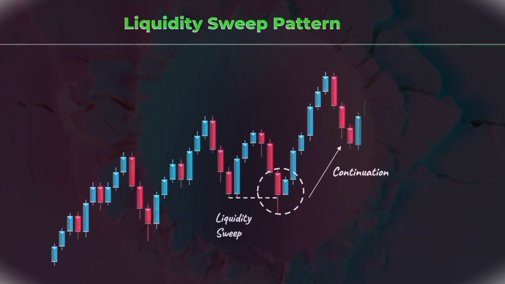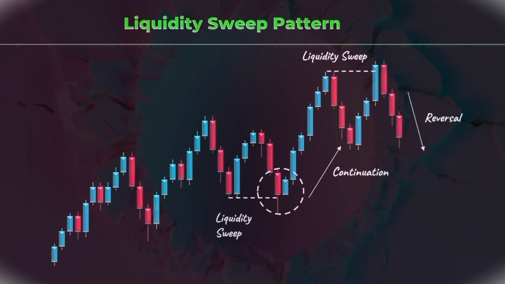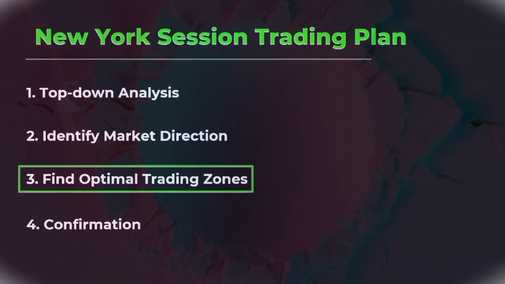The bullish liquidity sweep is a sign of upward continuation. And a bearish liquidity sweep signals a possible reversal. The same concept applies to a downtrend. A bearish liquidity sweep signifies a downward continuation and a bullish liquidity sweep signals a possible reversal. Now, the third step is finding optimal trading zones and opportunities aligned with the dominant side of the market.